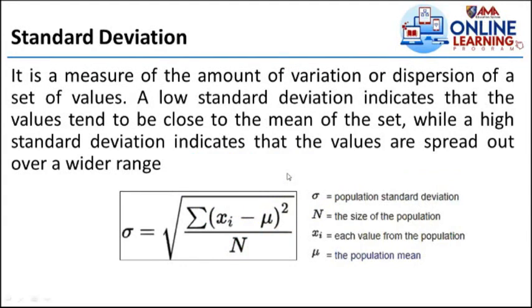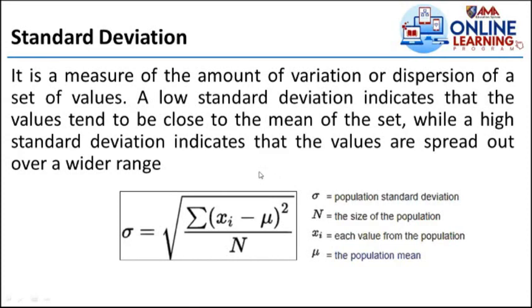Next, we have standard deviation. It is a measure of the amount of variation or dispersion of a set of values. A low standard deviation indicates that the values tend to be close to the mean of the set, while a high standard deviation indicates that the values are spread out over a wider range.